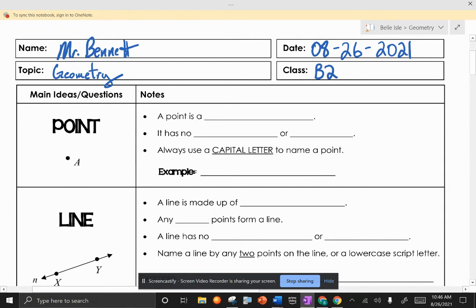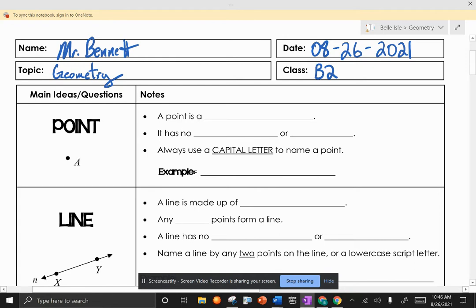With notes like these, it's very important that, if you haven't already, you get your 3-ring binder, so that you don't lose these, so that you can keep them organized and keep up with them.